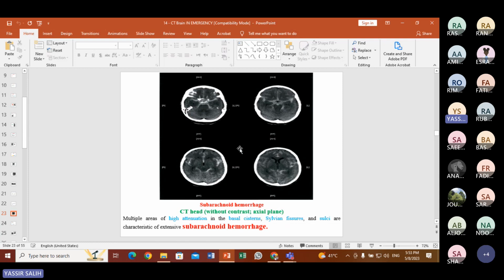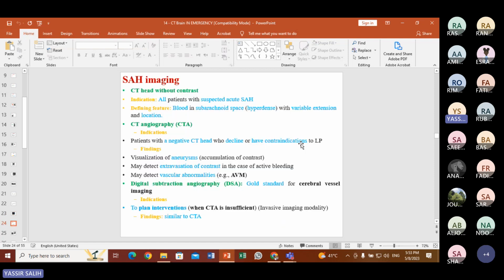So this is CT without contrast demonstrating high attenuation. High attenuation means hyperdense. You can say high attenuation or hyperdense blood in the basal cisterns like these, or in the sylvian fissure. This is a sylvian fissure, or in the sulci. This is blood in the sulci, and this is a subarachnoid hemorrhage. This is very important because it is an emergency. All of them are emergencies, but this is a top emergency.